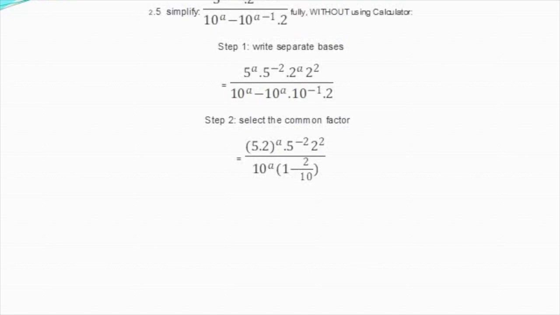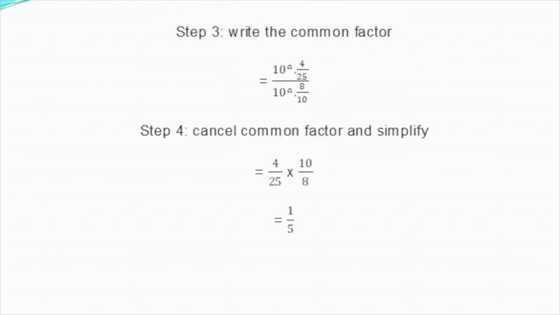Yes. 5 to the power negative 2. If we apply the definition of exponent, we are going to have 1 over 5 to the power 2. And 1 divided by 5 to the power 2 will give us 1 over 25. And 2 to the power 2 will give us 4. So 1 divided by 25 times 4 will give us 4 over 25. And 1 minus 2 divided by 10 will give us 8 over 10.